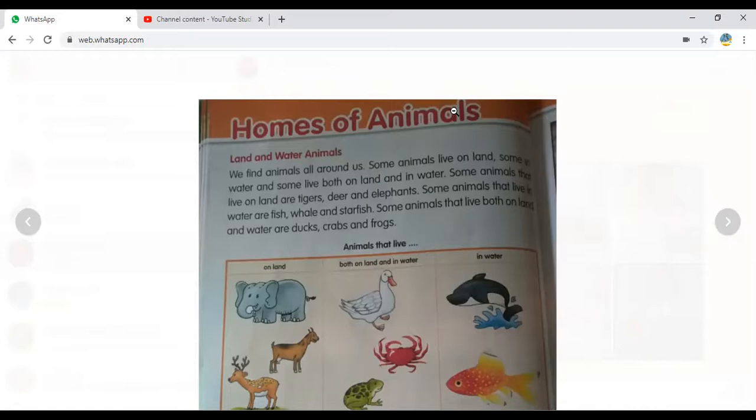We find animals all around us. Some animals live on land. Some live in water. Some live both on land and in water.